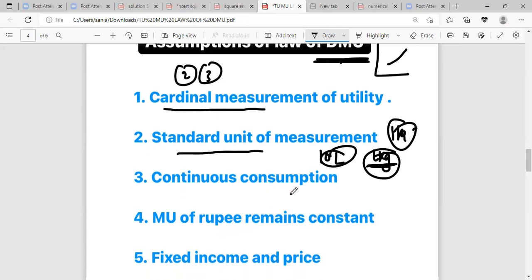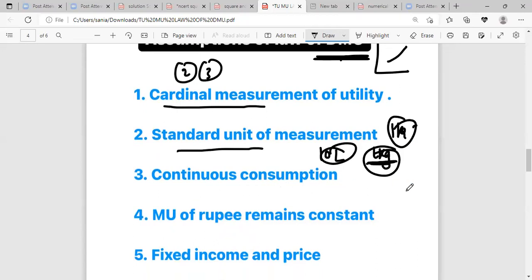Next, continuous consumption should be there. It's not like you are eating one chapati in the morning, then the second chapati in the afternoon, and the third at night. No, if you are eating something continuously, you will eat one after one.